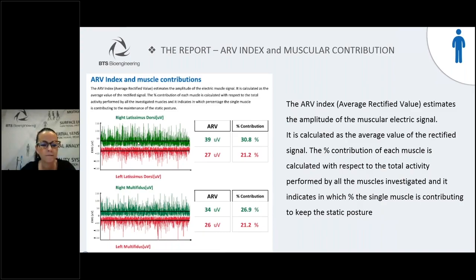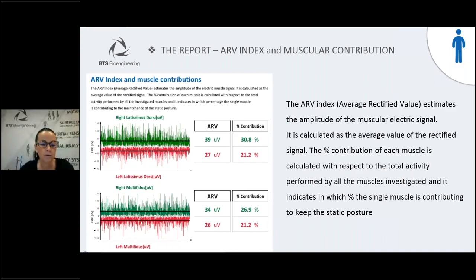In green color, the rectified right muscle signal is displayed. In this case, it's the latissimus dorsi muscle. And here, in red color, we have the rectified signal of the left homologous muscle. Obviously, also for the left muscle, its rectified signal should be in the positive plane of the graph. But here, it is displayed in the negative plane. It's only a choice of graphic representation to make easier and more immediate the comparison between the pair of the same right and left muscles in terms of amplitude and average value.